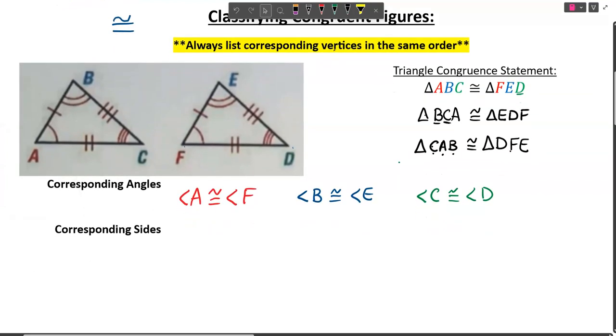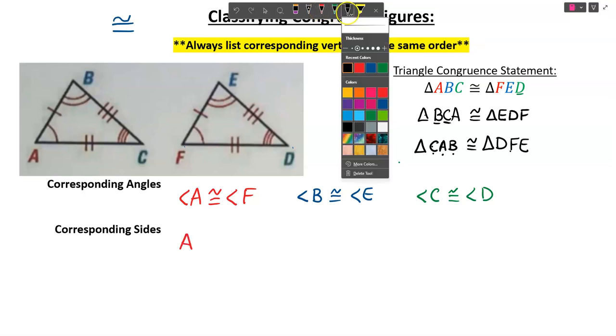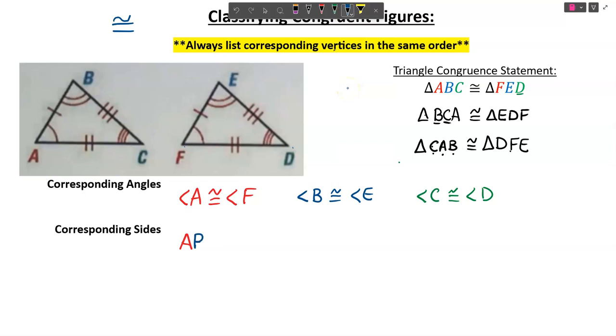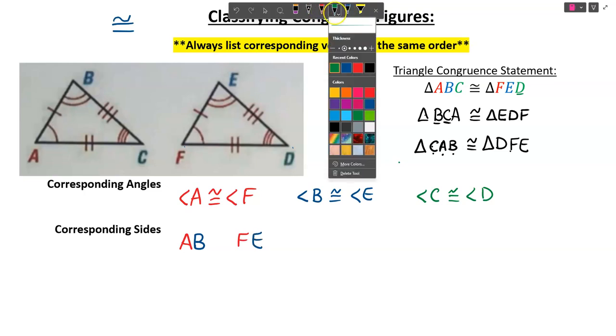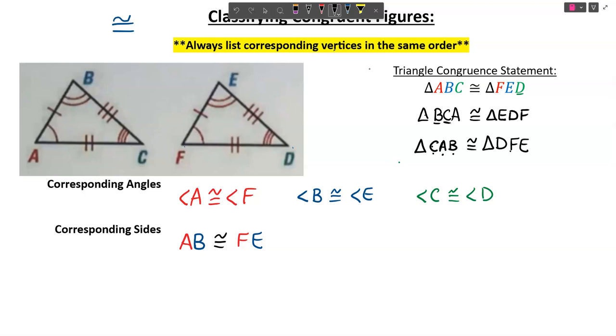Now, we also need to list out our sides. So we'll notice here, for example, segment AB, okay? Segment AB is going to end up being congruent to segment FE. I'll try to keep these color-coded for you here, okay? So those are considered congruent to each other. Cool. Well, then we also have segment AC here, which is listed with the double congruence mark.